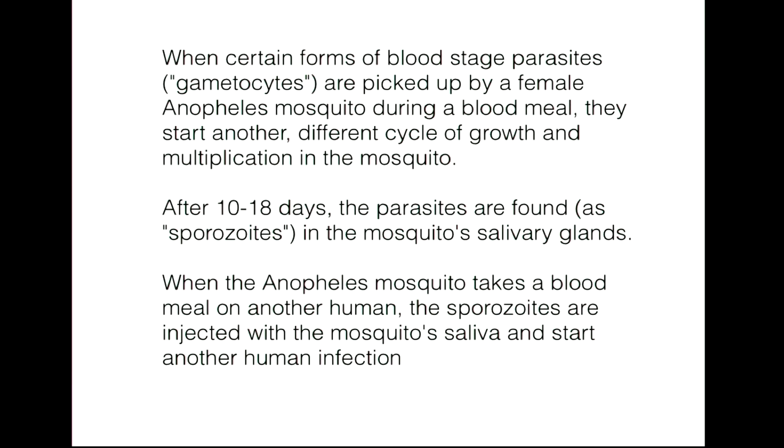So when the mosquito picks up the parasite during a blood meal, it starts a different cycle of growth and multiplication in the mosquito. Between about 10 to 18 days, the parasites are found in the mosquito's salivary glands. And the name for the parasite at this stage is sporozoite. When the Anopheles mosquito takes a blood meal on another human, these are injected along with the mosquito's saliva and they start another human infection.